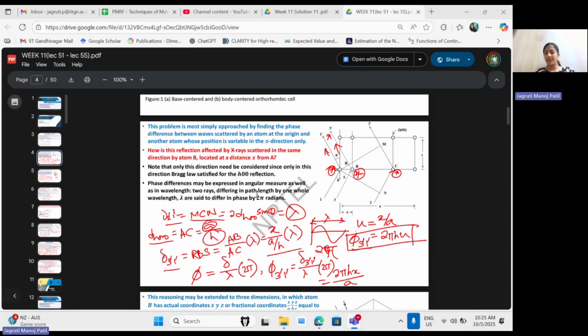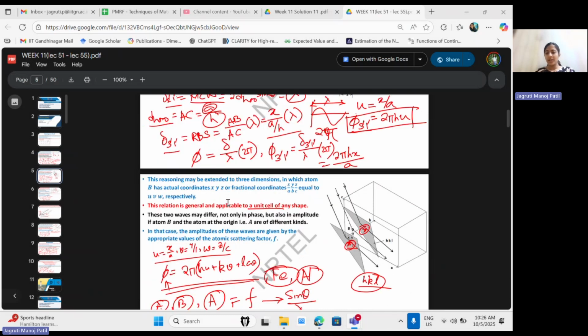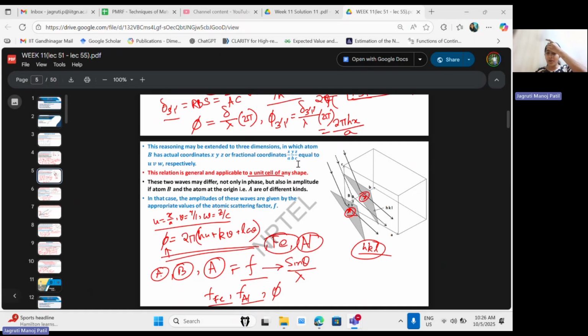Two rays which differ in path length by one whole wavelength lambda are said to have a phase difference of 2 pi radians. That's nothing but the unitary method; you can compute that. And for the fractional coordinates, you can assume that for an atom placed at x, y, z, it will have x by a, y by b, and z by c, which is equivalent to its unit replacements. This relationship is applicable to a unit cell of any shape.